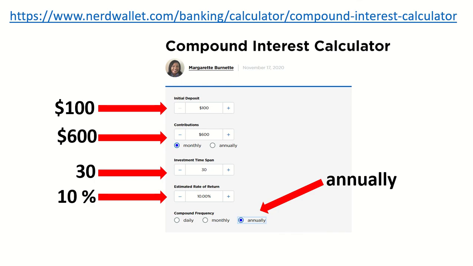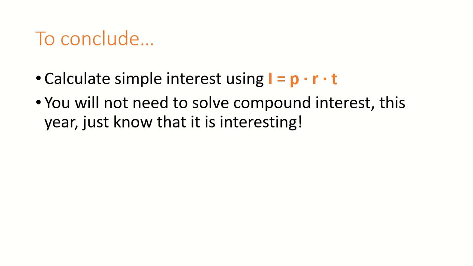So, pretty interesting. I think you can play with that website some more. You can plug in some other numbers and change it up and see what you get. All of that may be a lot thrown at you at once. At the end of the day, though, at the end of today, here's what I want you to be responsible for. You only need to calculate simple interest today using this simple formula. I equals PRT. You will not need to solve compound interest this year. Just know that it's possibly an interesting topic and you will see more of it next year.